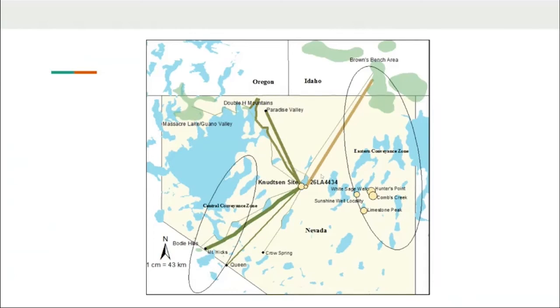However, you can see the 26 LA 4434 site is actually exhibiting a very different phenomenon with mobility ranges. Basically, the biggest obsidian source that corresponded to this site is the Browns Bench area, which is over here in southern Idaho. As you can see, there's not really a lot of pluvial lakes along this route or near Browns Bench, which means that there are fewer food resources, fewer subsistence resources that people could exploit on their travels to Browns Bench.